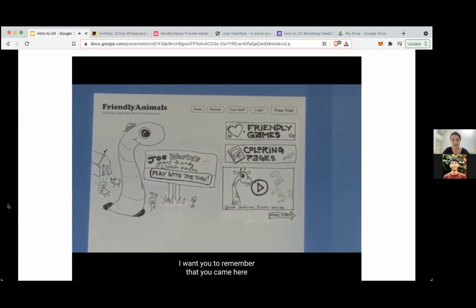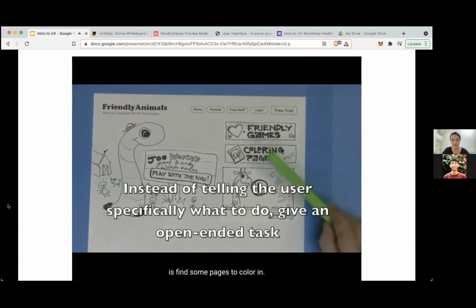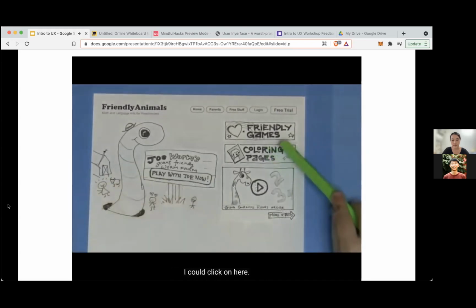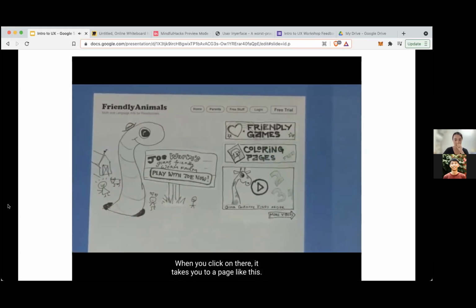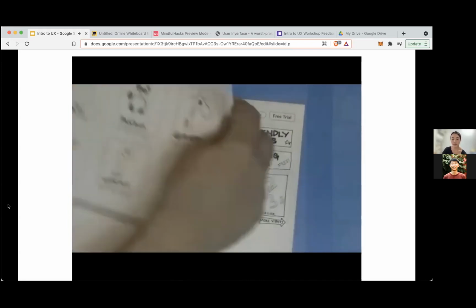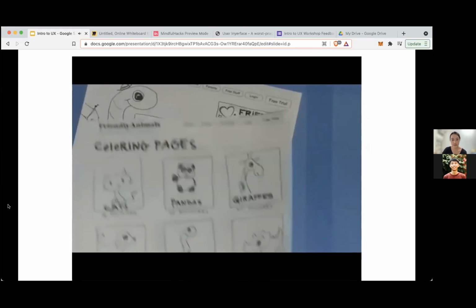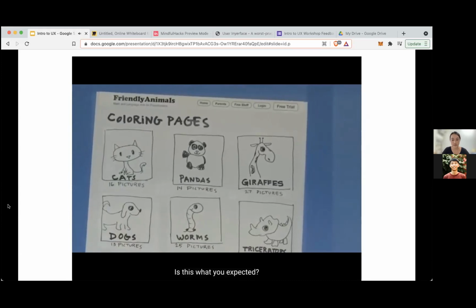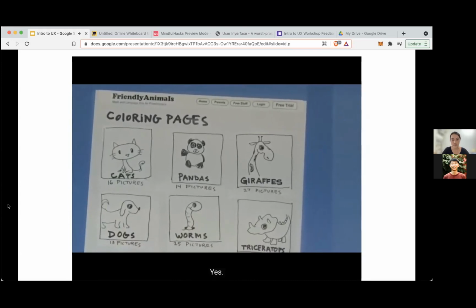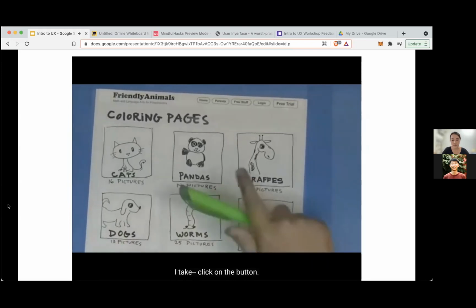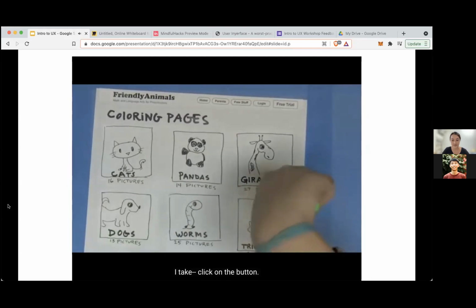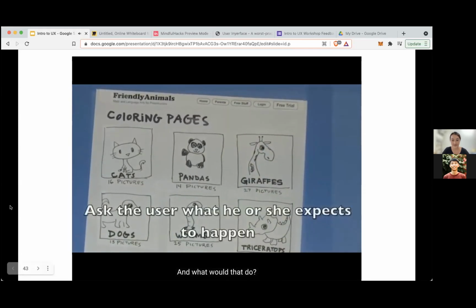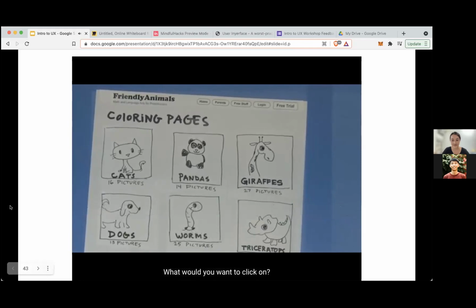I want you to remember that you came here to find pages to color in. Okay? All right? Okay. So that's what I'd like you to do, is find some pages to color in. What would you do? I could click on here. Great. Okay. Well, when you click on there, it takes you to a page like this. Is this what you expected? Yes. What do you think you can do from here? I can click on the buttons. And what would that do? Take you to coloring pages. Oh, okay. What would you want to click on?